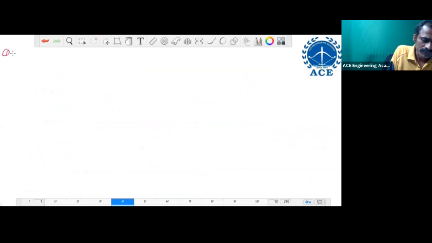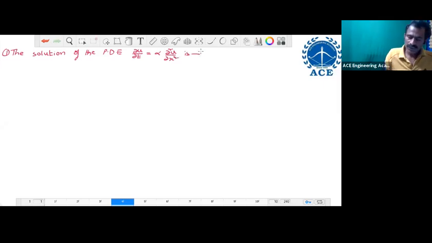The first problem: the solution of the partial differential equation dou u by dou t equal to alpha into dou square u by dou x square is of the form.